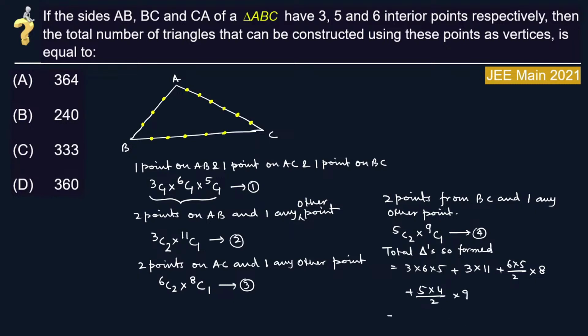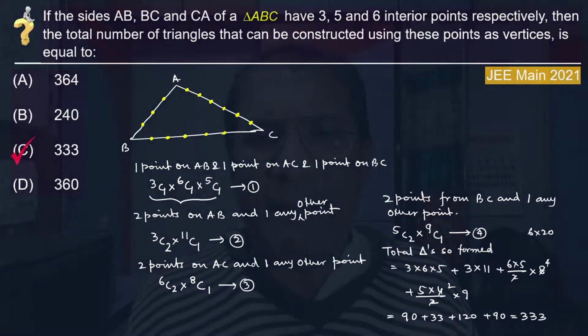So let me just calculate this. 5, 6 are 30, 90. This is 33 plus 4. So it is coming like 6 into 20, right? 6 into 20, that is 120. And this is again coming to 90. So it is coming like 180 plus 120 gives us 300 plus 33. That gives us 333. Hence, option C is correct.